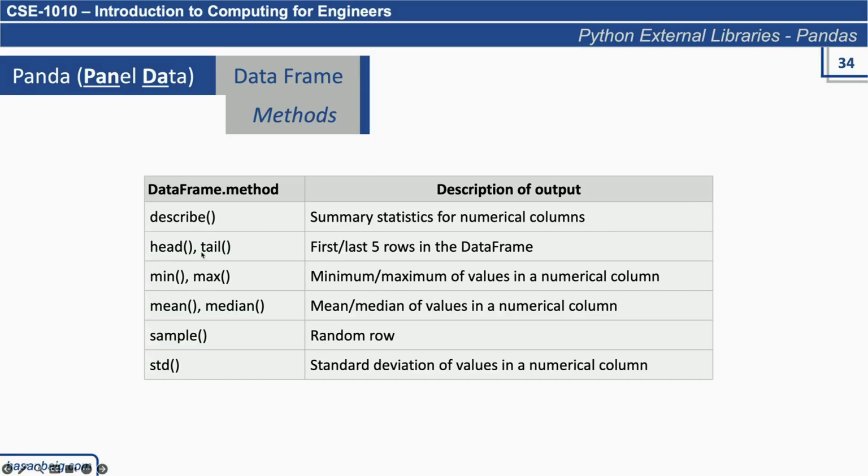Similarly, there are the head and tail methods, which give you access to the first 5 or the last 5 rows, depending on which method we are using. If I run the head method, it will by default display only the first 5 rows. If I specify a value in it, for example head 10, it will return the first 10 rows. Similarly, for tail, if I specify 3, it will return the last 3 rows.